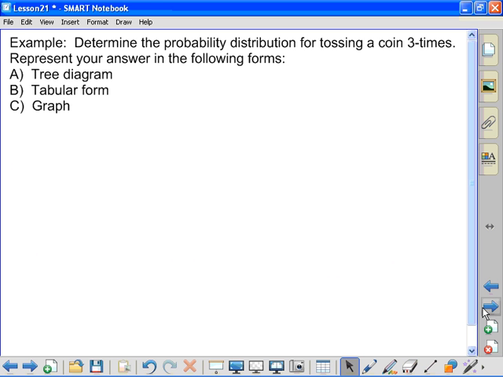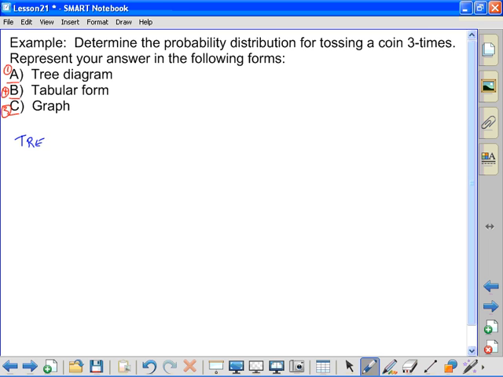Just going to quickly go through this example. Determine the probability distribution for tossing a coin 3 times. So going back to basically unit 1, we're going to look at the 3 outcomes here, the 3 questions. We want a tree diagram, tabular form, and graph. The tree diagram is from our unit 1. Tabular form is now unit 4 for us, and the graph is the one we just finished, unit 3. So quickly, let's go through this.